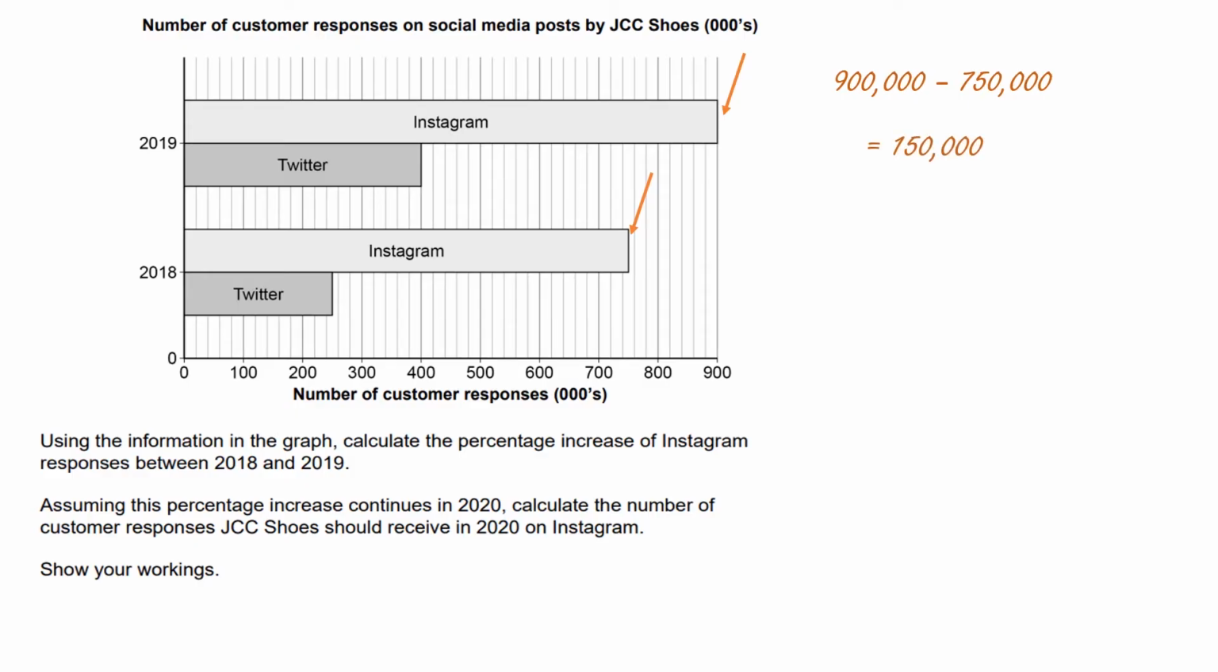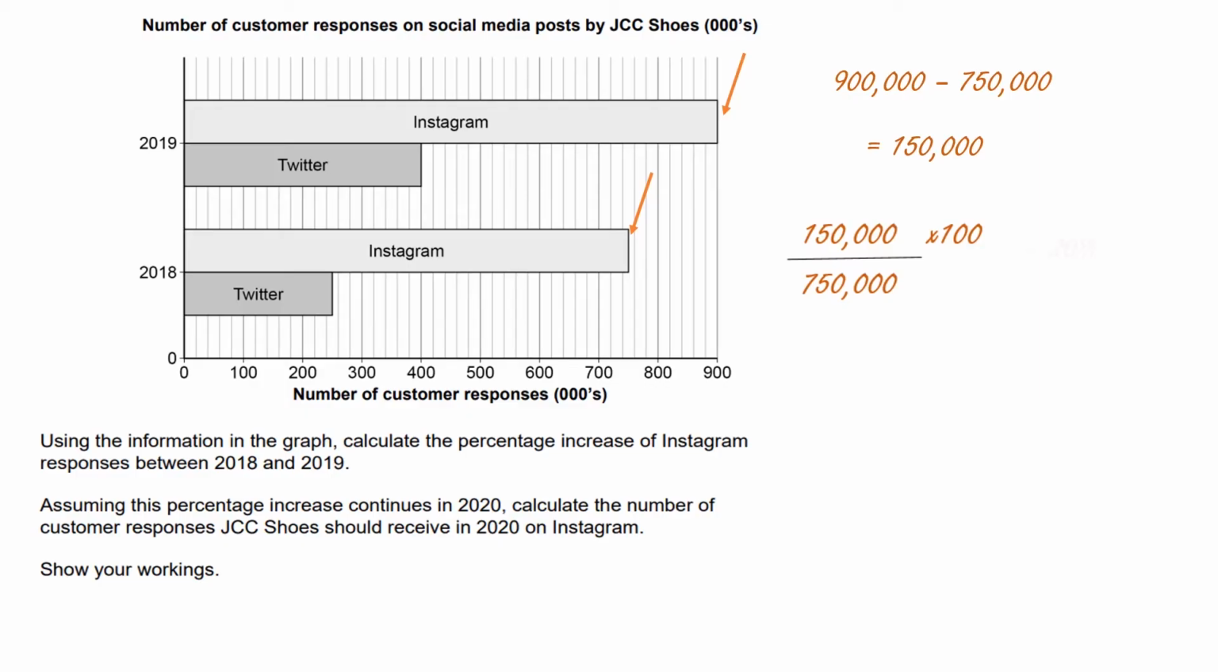That gives us 150,000. If we put that in the formula for percentage change, change over original, times by 100, then we've got 150,000 divided by 750,000. Now we've divided it by 750,000 because that was the 2018 data, that was the old data, okay, and that is the number that needs to be at the bottom when we're calculating percentage change.